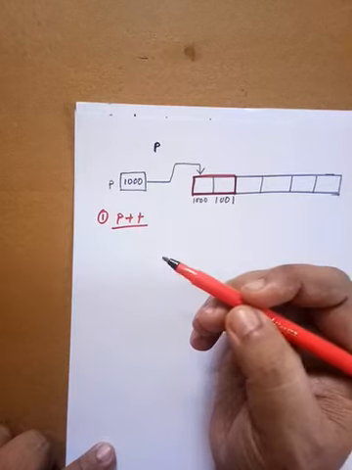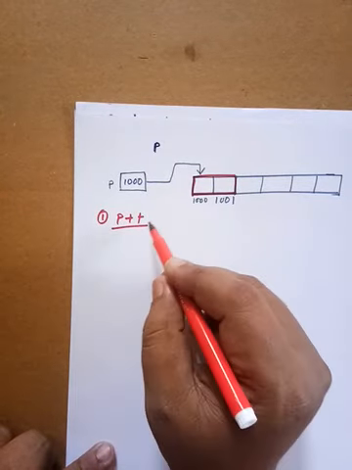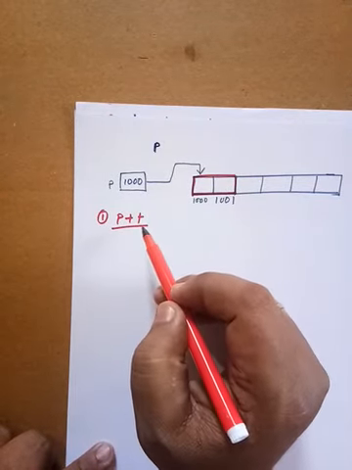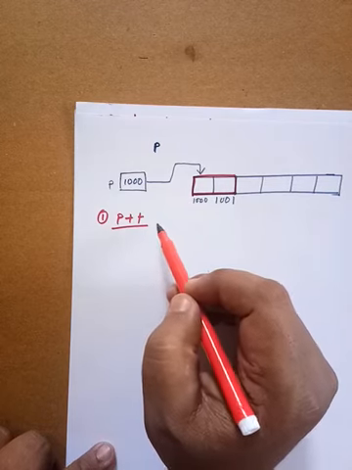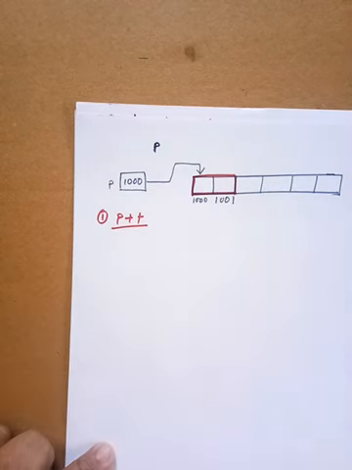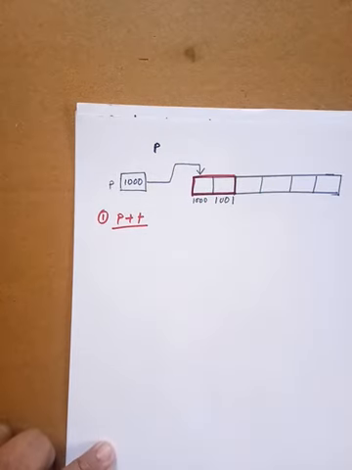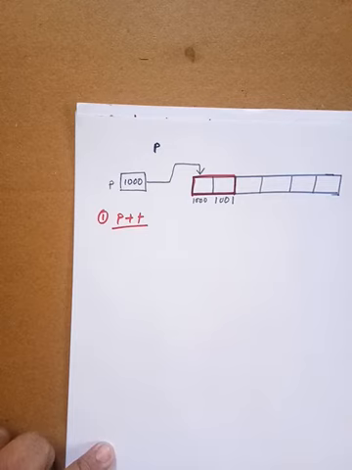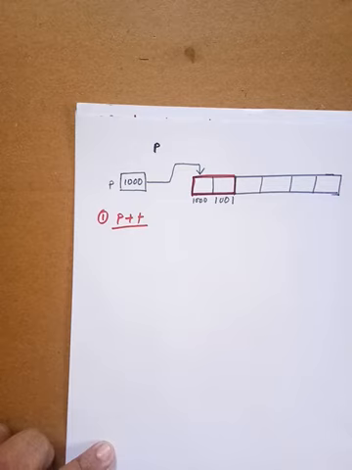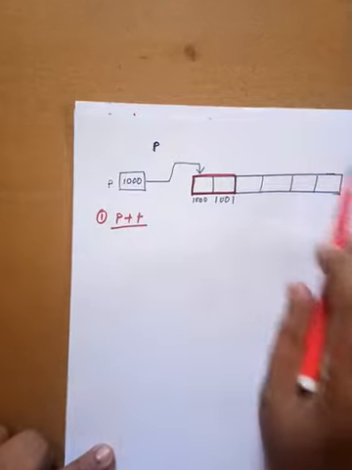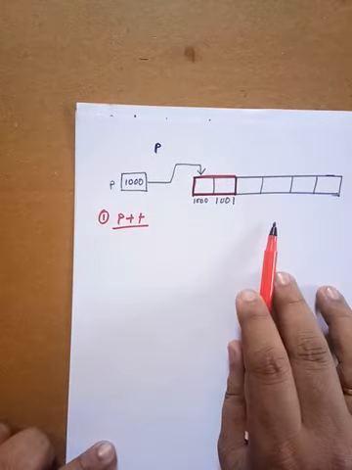For this one, after incrementing pointer p, the pointer p will be incremented. P points to the address 1002, so it will point to the address 1002, and if you dereference this p, then it will return the information stored at memory location 1002 and 1003. So this is the starting address location diagram.